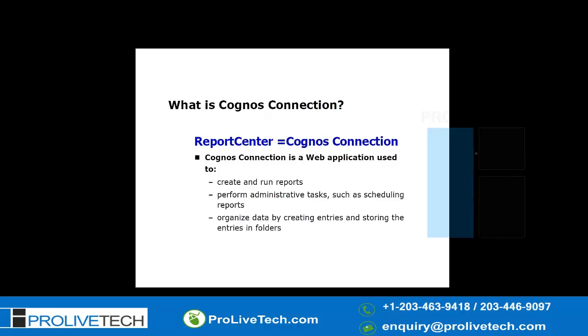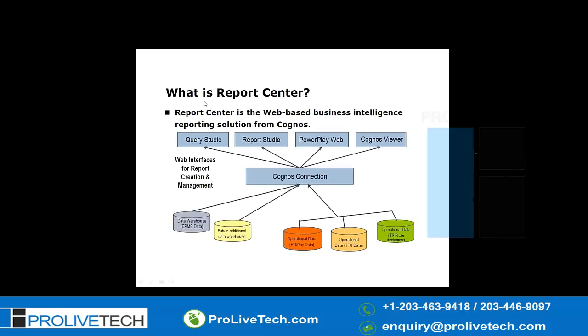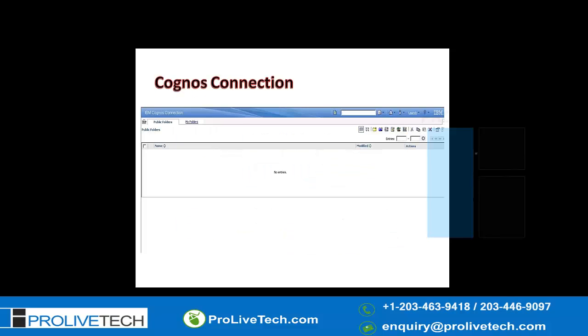We will go through them one by one. Again, at a high level, it's a web-based business intelligence report solution from Cognos. So it's a central point. And this is the user interface of Cognos Connection, which will have public folders and my folders. Two tabs will be there.